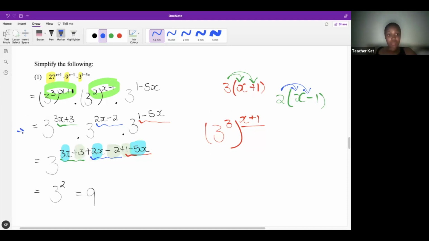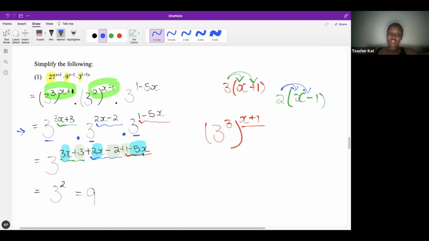Okay, now we're over here. We have bases of 3, and we are multiplying. These dots mean multiply. And law number 1 says, if you are multiplying with the same base, what do we do with my exponents? Law number 1, we add them. So that's what I did. I said 3x plus 3, which is the first one, plus 2x minus 2, plus 1 minus 5x. So I'm pretty sure that one you understand.